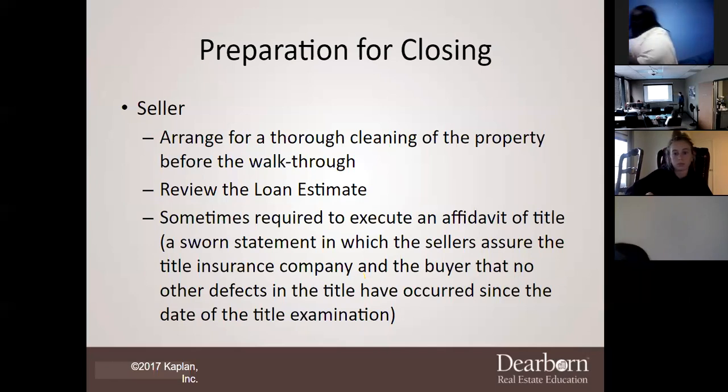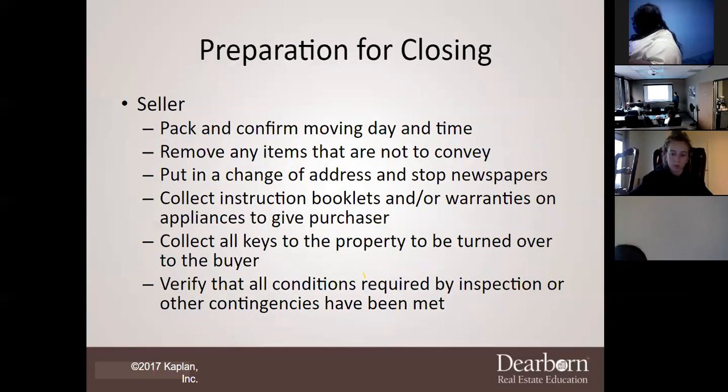Right. So the seller will also have to review the loan estimate. Sometimes they will be required to execute an affidavit of title, which is just a sworn statement where the sellers assure the title insurance company and the buyers that no defects to title have happened since the first title examination at the beginning of the contract. So that covers what the seller will have to do to prepare for closing, and they oftentimes don't do some of these.